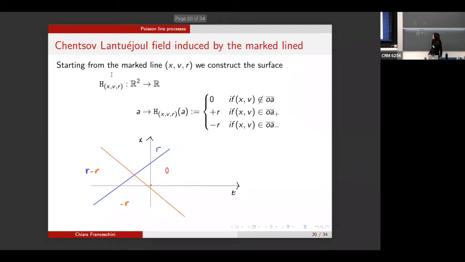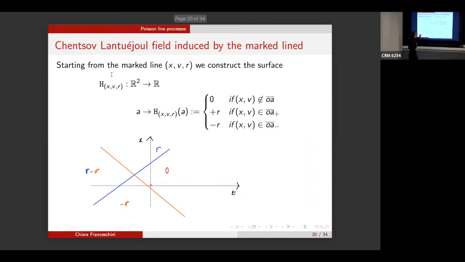Okay, so the first object we define in the space X is the so-called Chance of Lantejoule field induced by the marked lines. So what do you do? Imagine you have the two-dimensional plane XT. Each line that you draw divides the plane into half spaces, and you give height 0 to the half space containing the origin, and height either plus or minus R, depending on whether your line is crossing the vertical axis above or below 0. And you can do this with a finite number of lines.